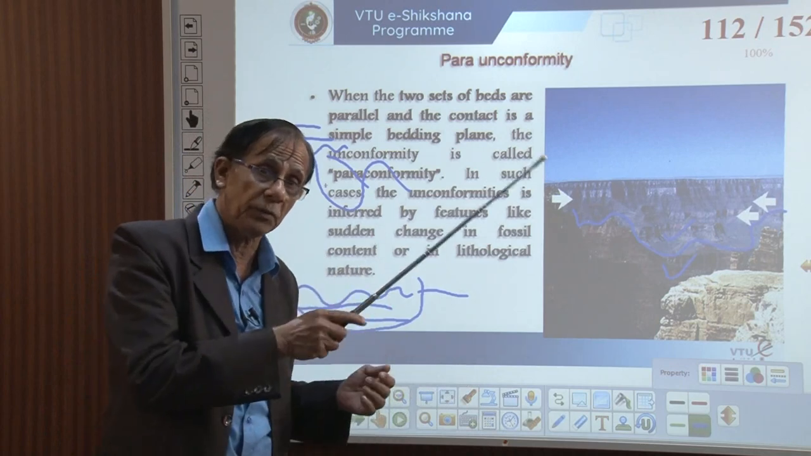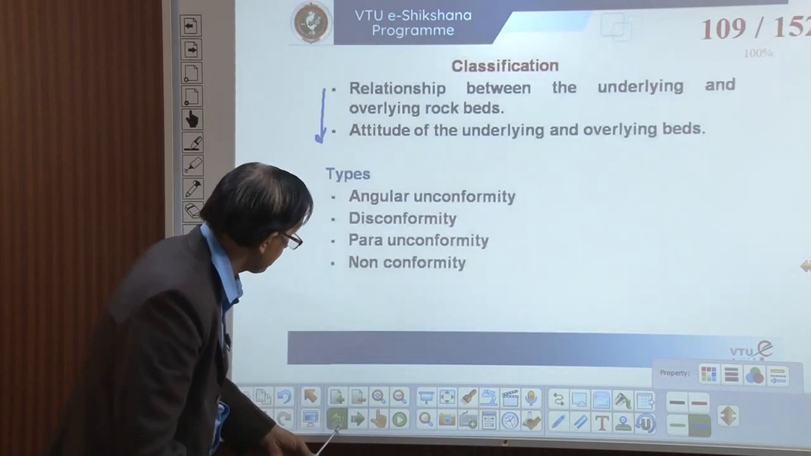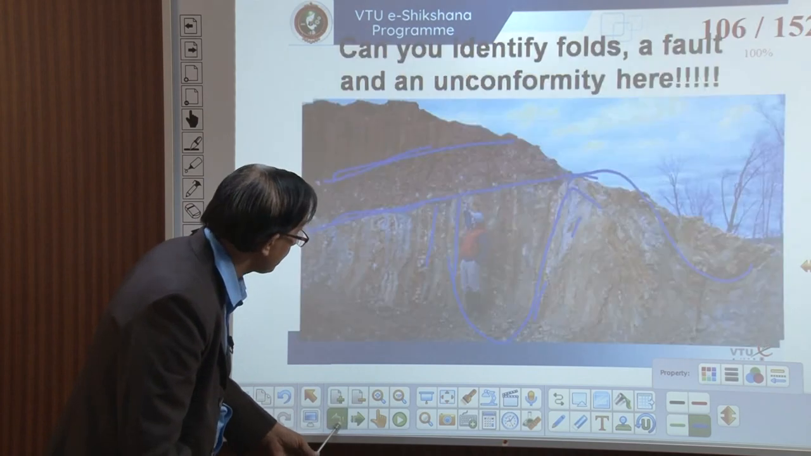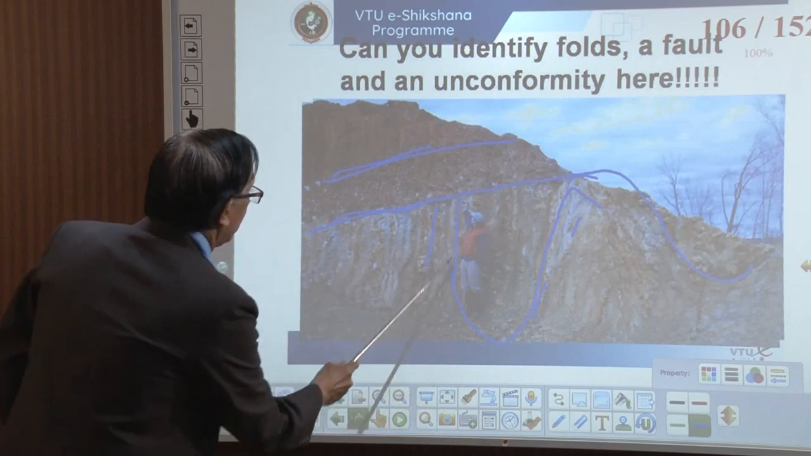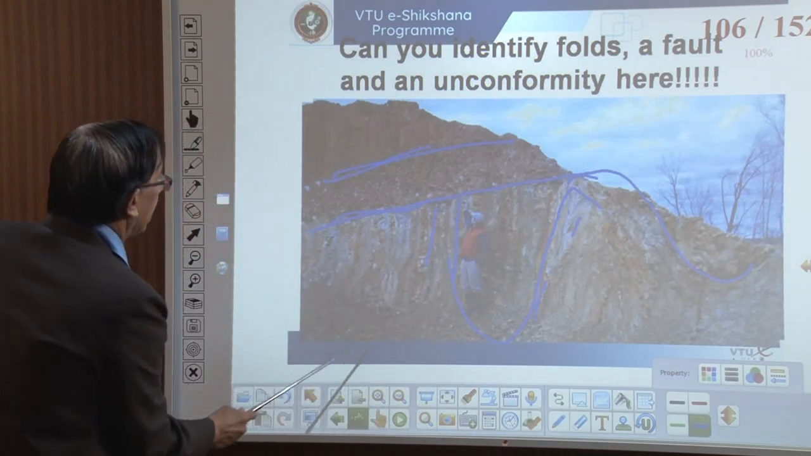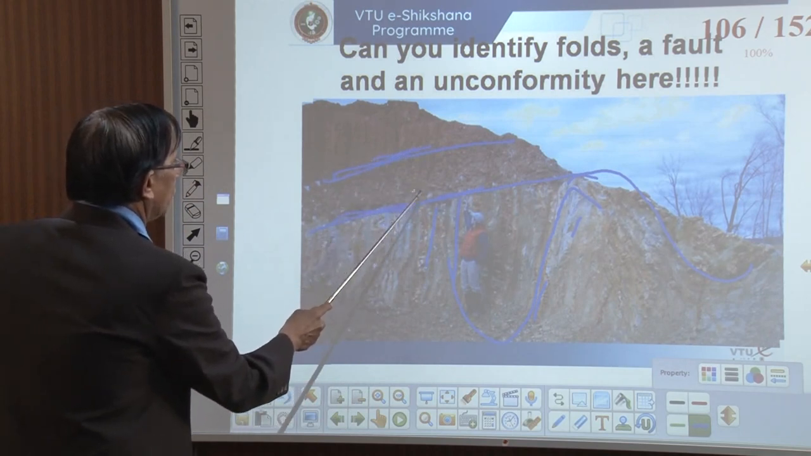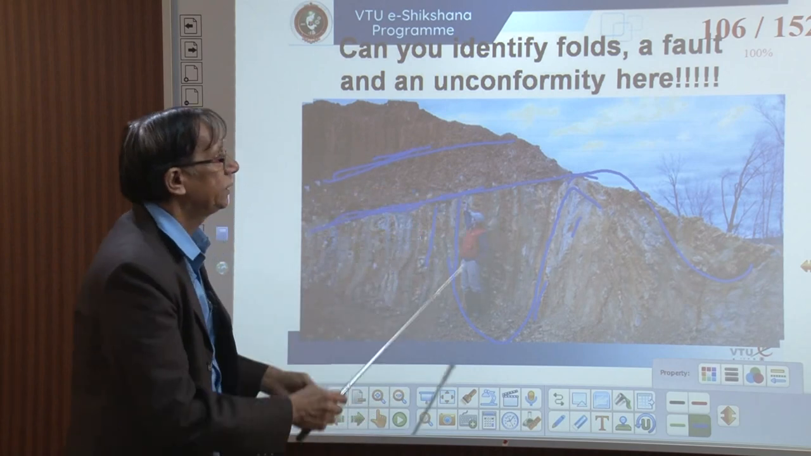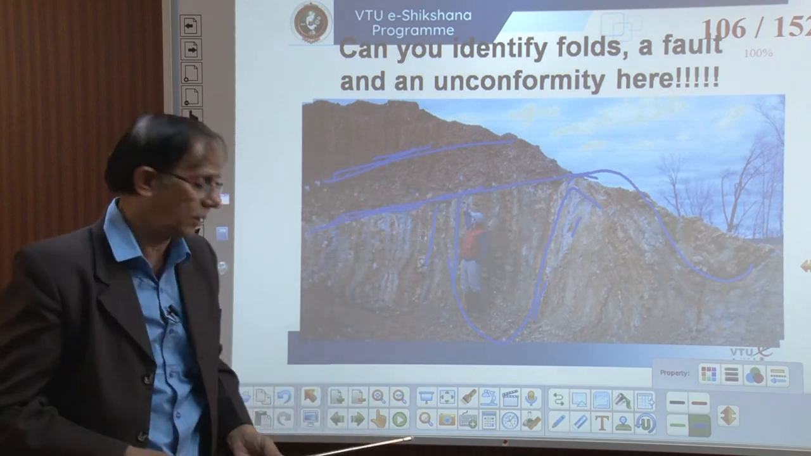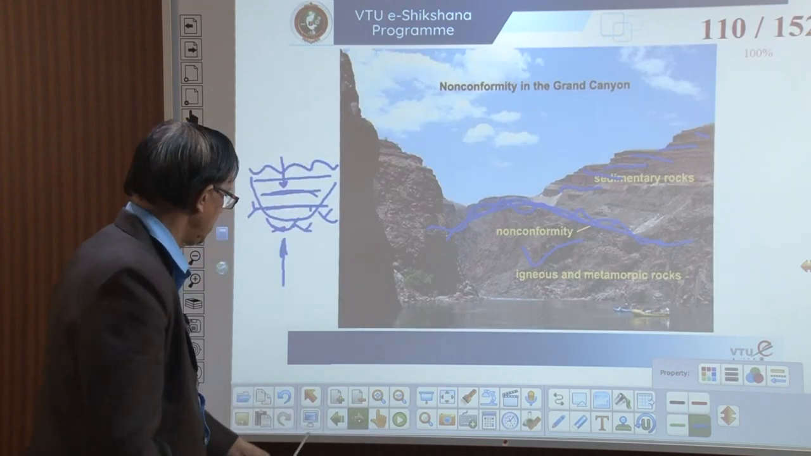The first photograph I have shown, let me take you to that. See, these are at an angle, these are also sloping, but at this contact they have an angular relationship, and this is a kind of angular unconformity. Therefore, we have different types of unconformity.